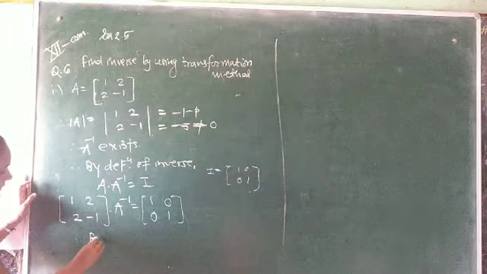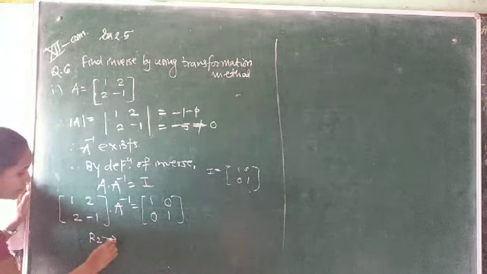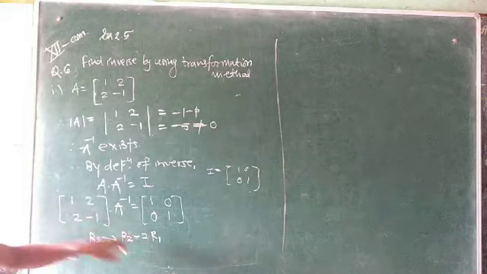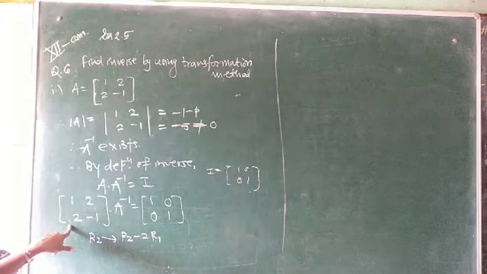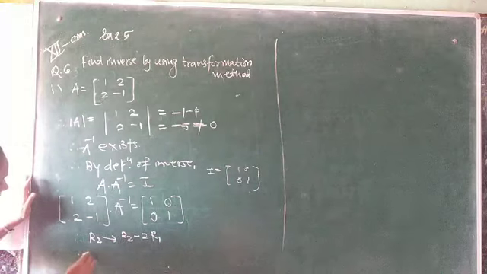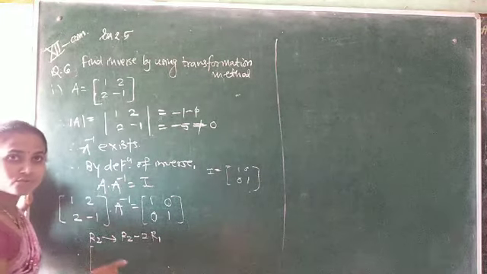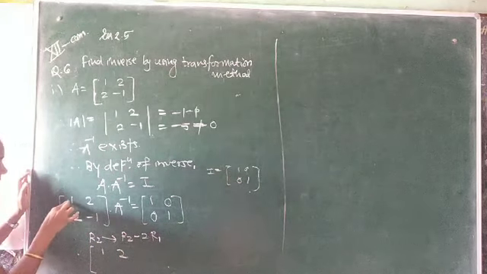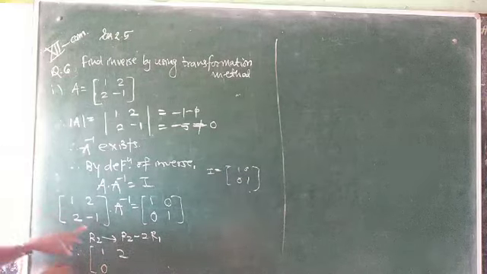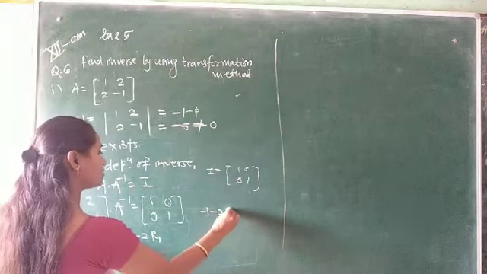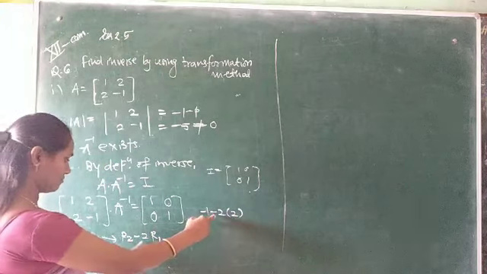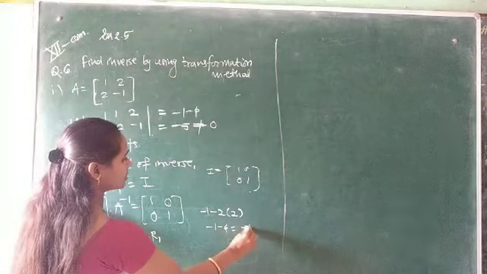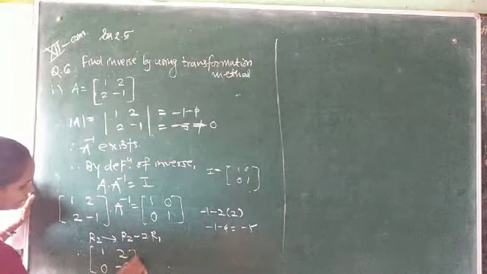The change has to be made in R2. So first take R2 changes to R2 minus 2 into R1. What did I do? I multiplied R1 by 2 and subtracted the two, so this value will become 0. Therefore the change is happening in R2, so R1 should not be changed. Right, R1 as it is, 1 2. Now look here, 2 minus 2 into 1 is 0. Now see here, minus 1 minus 2 into 2. R2 minus 2 into the corresponding R1, which is 2. So minus 1 minus 4, which is equal to minus 5.